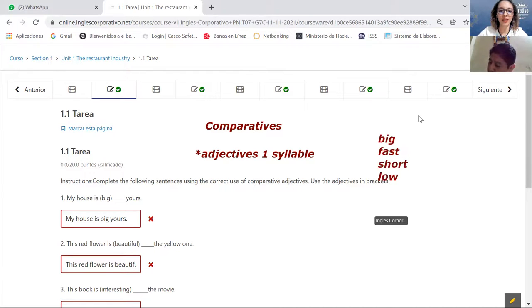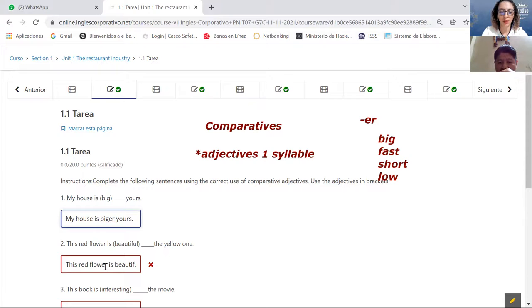Okay, todos tienen el mismo patrón, por decirlo así. They have the same pattern. One syllable. Cuando tiene algo así, vamos a agregarle al final ER. Tiene que ponerle ER al adjective. ¿Cuál sería la forma comparativa? The big is bigger. The fast would be faster. The short, le hacemos el mismo pattern.